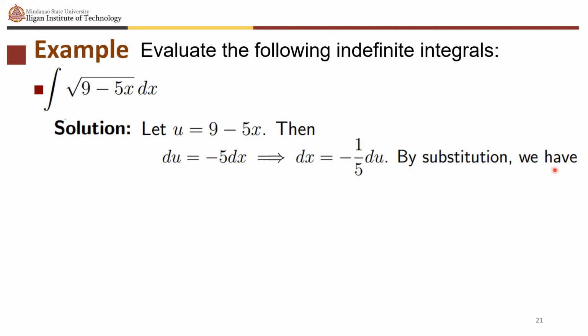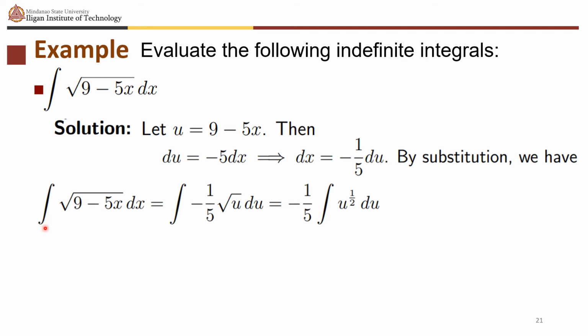So we make use of substitution, and we come up now with the integral of square root of 9 minus 5x dx. Since our dx is replaced by negative 1 over 5 du, and our 9 minus 5x is replaced by u, you now have the integral of square root of u du times negative 1 over 5. Because this is a constant, you can take that out of the integral sign. Then you have negative 1 over 5 times the integral of u to the 1/2 du, since the square root can be rewritten as the power 1/2.